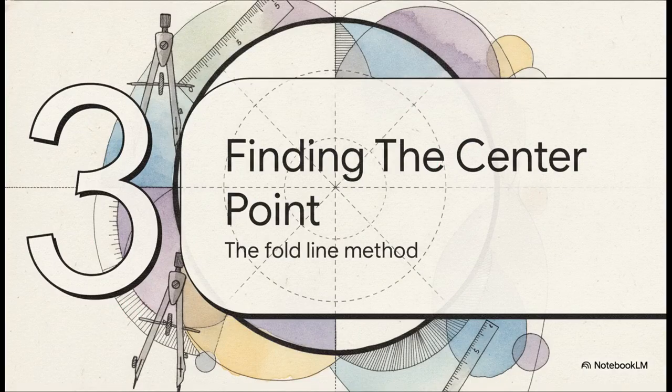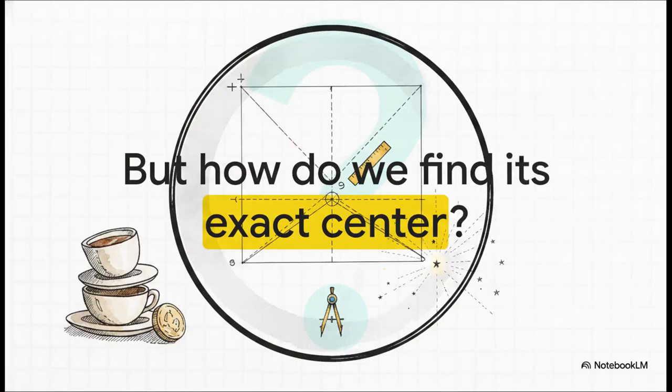Section 3. Finding the center point. The fold line method. Okay, so we've drawn our circle, but now we hit a real puzzle. How exactly do we find its exact center? I mean, if you just drew a circle by tracing a cup, sure, you have that outer boundary mapped out perfectly. But how on earth do you mathematically pinpoint the absolute perfect middle of all that empty space? You can't just eyeball it if you want to be precise. We definitely need a reliable method.